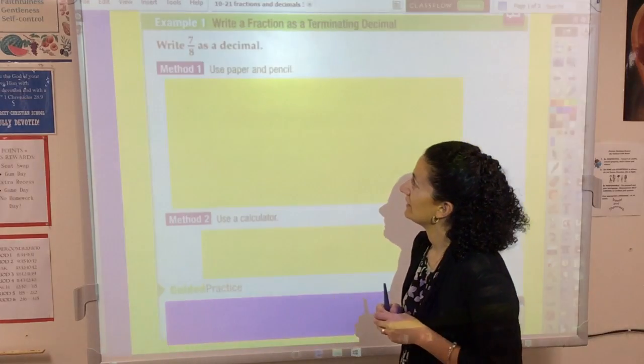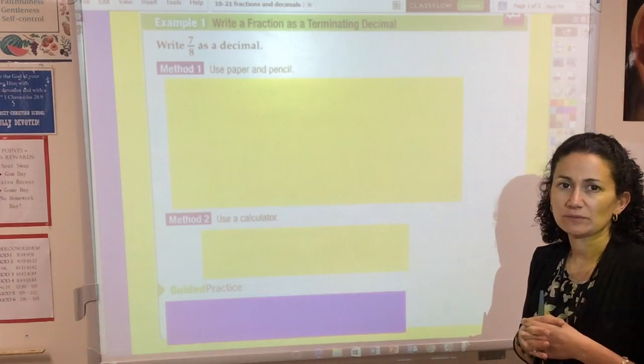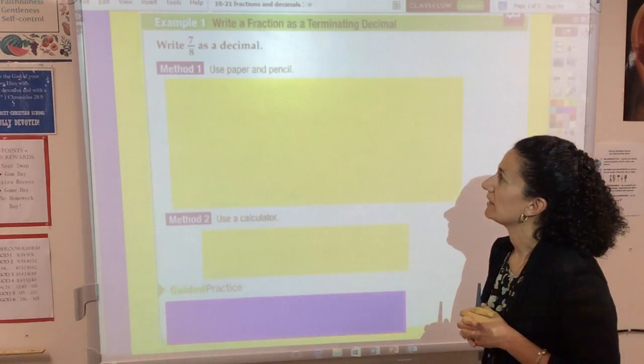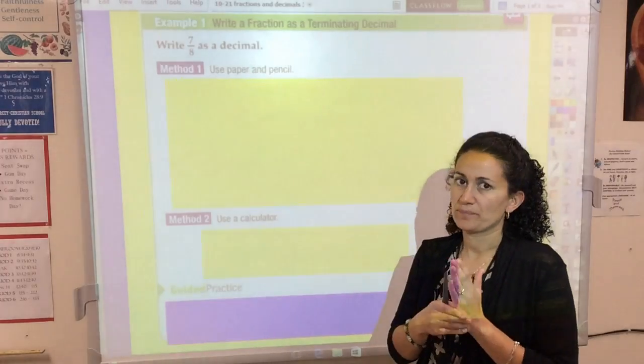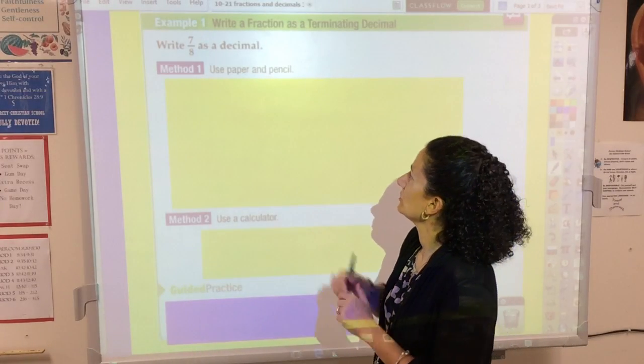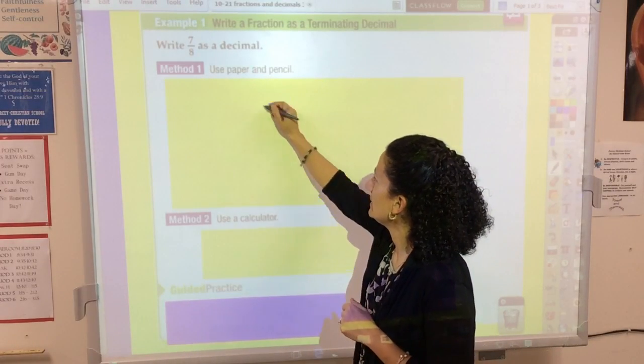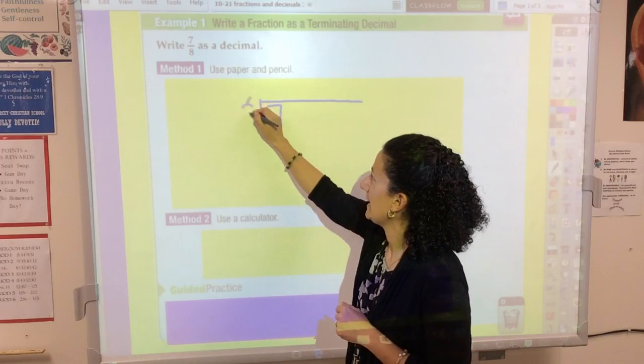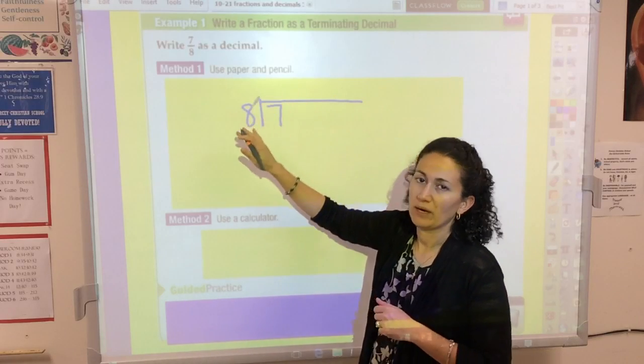Let's start with 7/8. You may remember some of this from the past, but let's review how to write 7/8 as a decimal. Method number 1, you would simply divide. 7 divided by 8. So numerator divided by denominator.